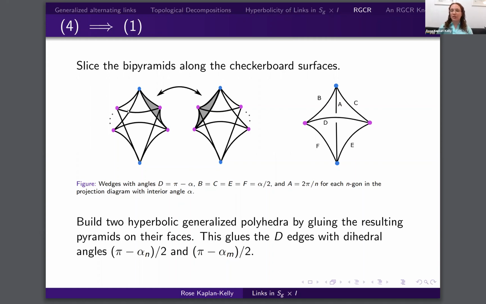As we glue all of those pyramids together, we see that those horizontal edges D have these dihedral angles pi minus alpha n over 2 and pi minus alpha m over 2, where alpha n is the interior angle of the n-gon, alpha m is the interior angle of the m-gon. Well, in order for us to have that original pattern NM about every vertex, we must have that alpha n plus alpha m is equal to pi, and that gives us our result.